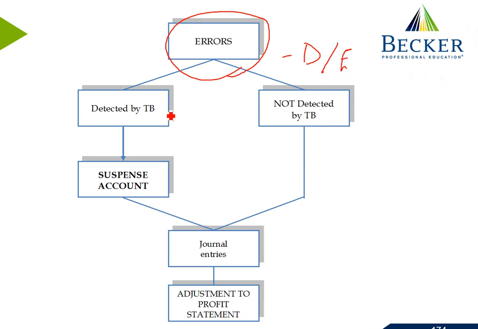Errors made in double entry, and then we'll subdivide that into errors that are detected by the trial balance and those that are not detected by trial balance. Well, because that is critical to the type of correction we are going to perform for the reconciliation. If an error is detected by the trial balance, it will affect the suspense accounts. If it is not detected by trial balance, it does not affect the suspense accounts, and of course this will affect the nature of the journal entries.